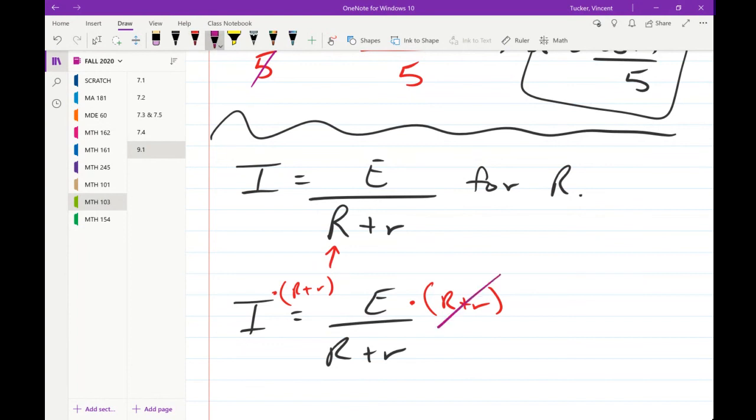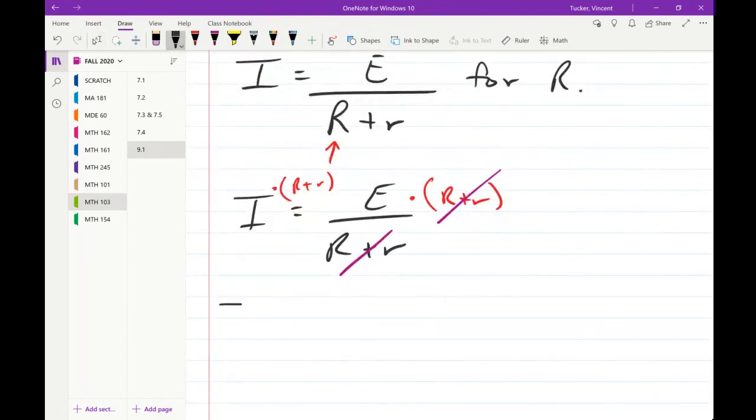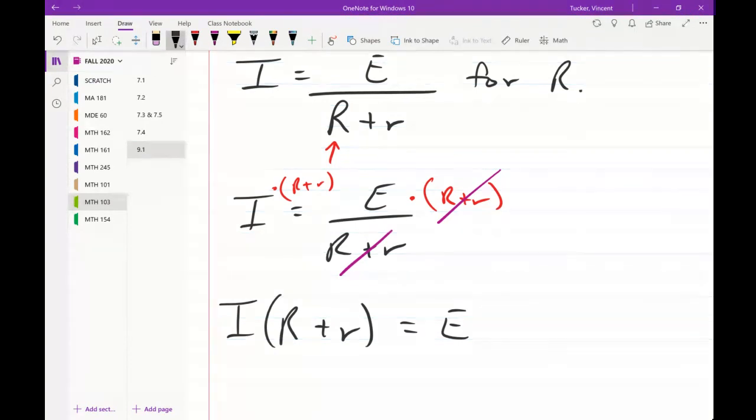So what's going to happen is the whole quantity of R plus r will cancel out on the right. On the left, we'll have capital R plus lowercase r equal to E. So we needed access to that capital R. It was in our denominator. We needed to get it out of the denominator by multiplying both sides by that quantity that was in the denominator. It cancels out on the right, leaving us with just E. And on the left, we have I times R plus r.